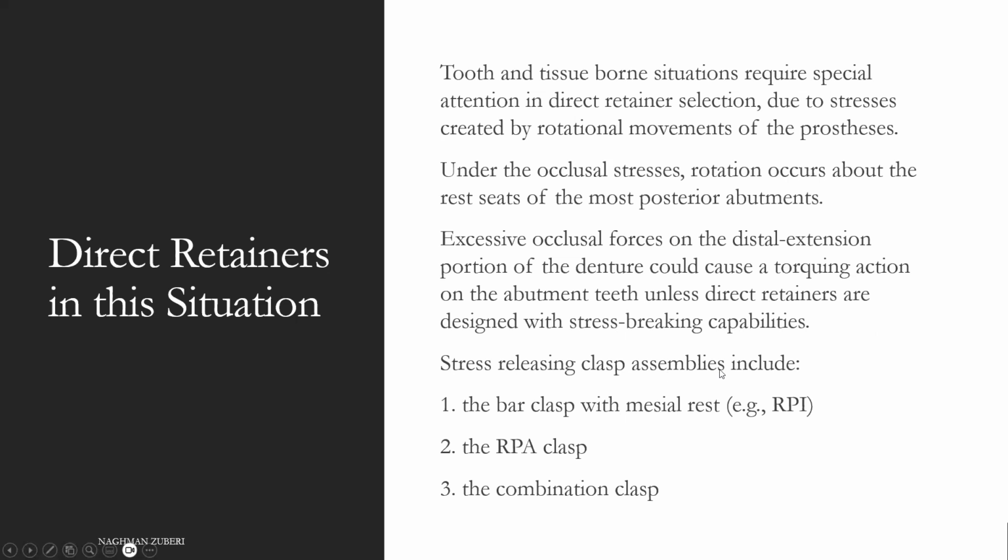And these stress releasing clasp assemblies include the bar clasp with the mesial rest, which we call the RPI, rest, proximal plate, and I bar clasp, or the RPA clasp, and the combination clasp. This combination clasp is not very commonly used because in that the rest is on the disto-occlusal area. We want the mesio-occlusal area. That is why we go for these two options. And why we don't want the disto-occlusal surface, I will explain to you in a bit.